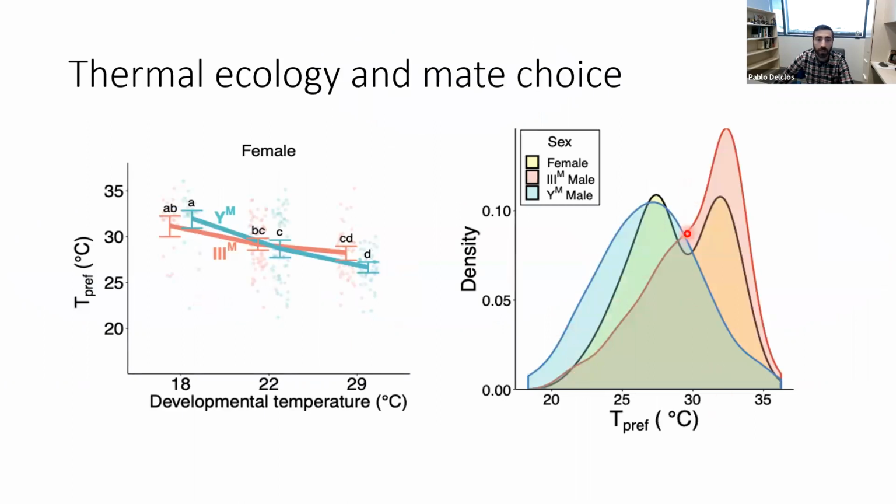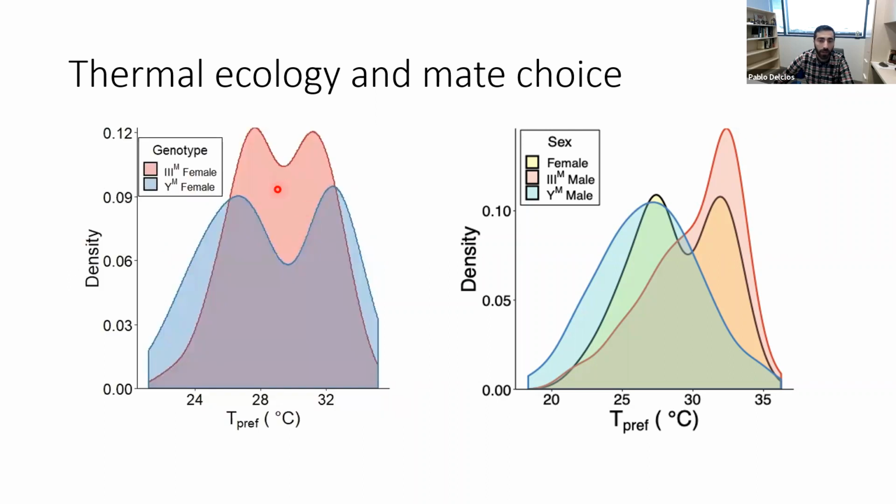Specifically, females, here shown in yellow, show a bimodal distribution of thermal preferences, with some females preferring temperatures that align perfectly with the mean thermal preference of YM males, and other females showing preferences that match with the peak thermal preference of 3M males. And we know this isn't a result of whether the female came from a 3M or YM strain, because when we break this up according to whether the female we tested came from a strain that had 3M or YM males, we get the same bimodal distribution.